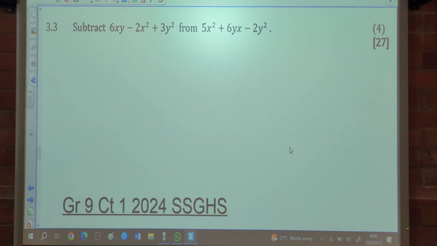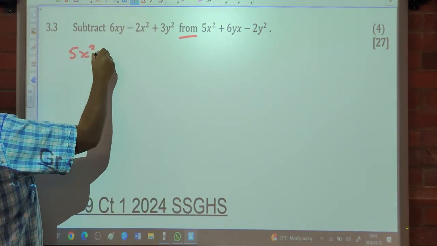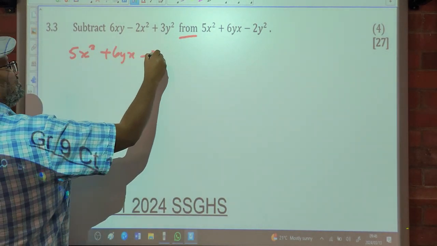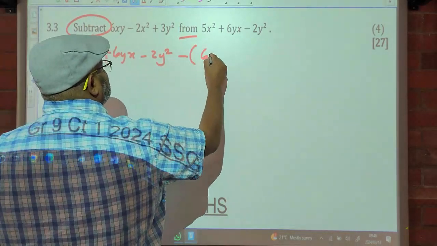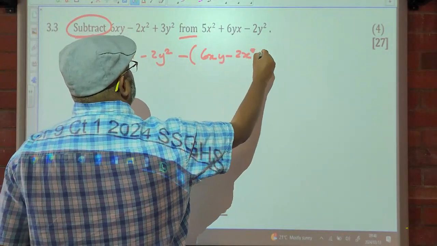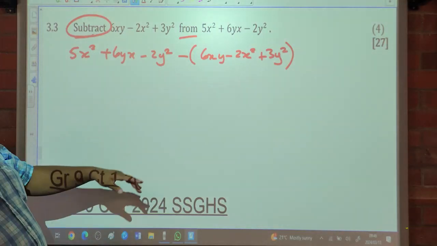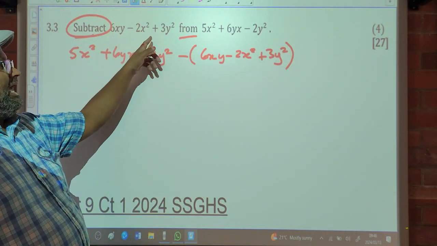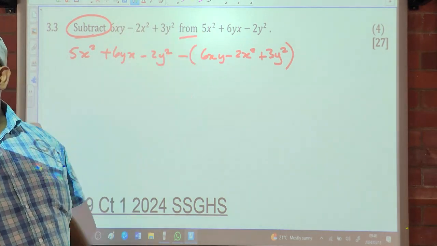Subtract 6xy minus 2x squared plus 3y squared from 5x squared plus 6xy minus 2y squared. People, what's going to be done first? Whatever follows the word from. So it's 5x squared plus 6yx minus 2y squared, minus bracket, 6xy minus 2x squared plus 3y squared. Then I got another message coming through. Another teacher asked me, is this right? The student is asking if that's written right, did they make a mistake?